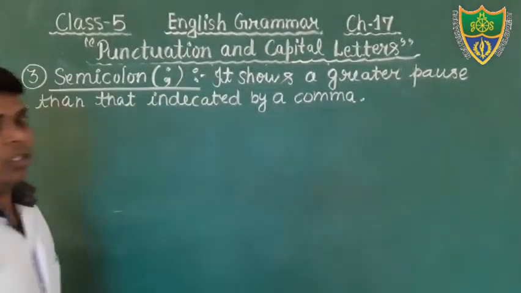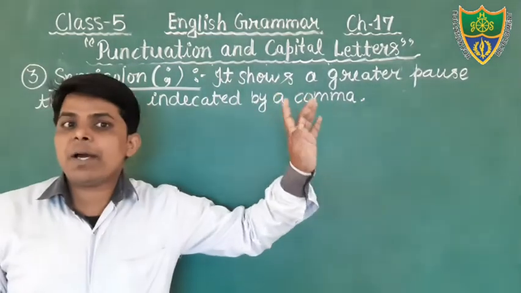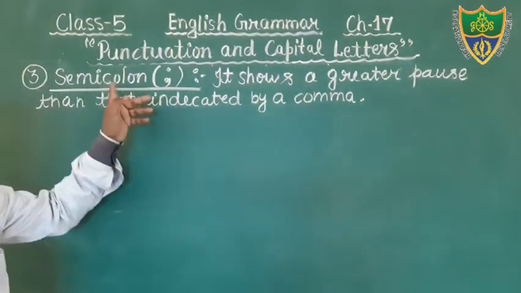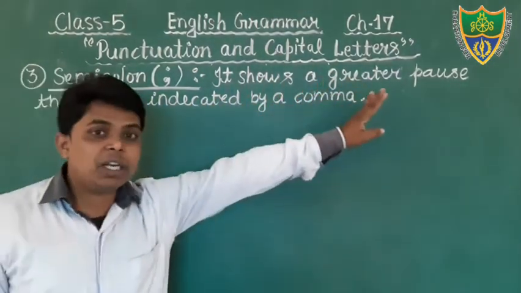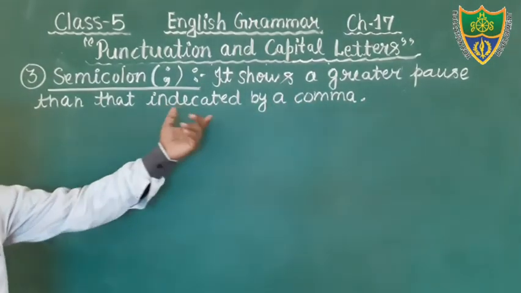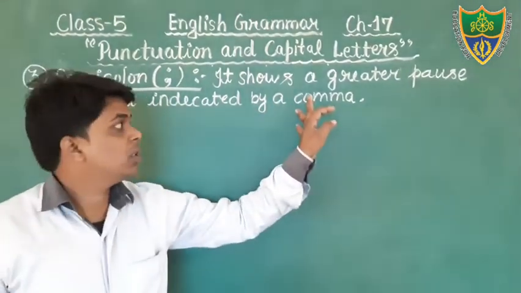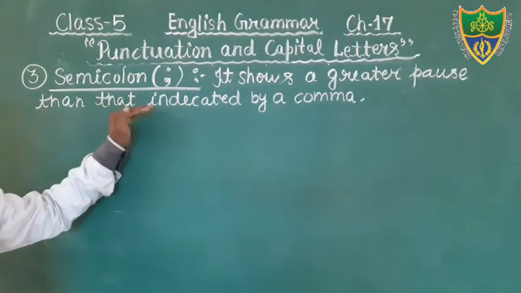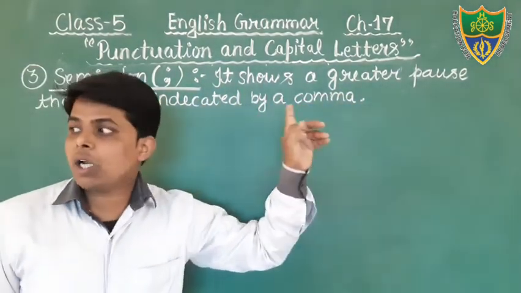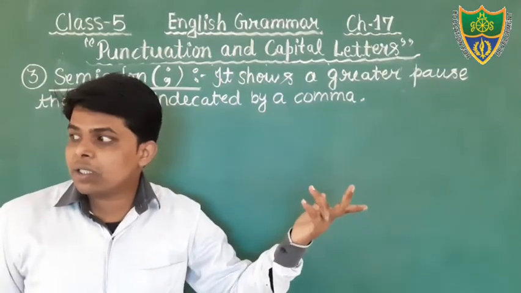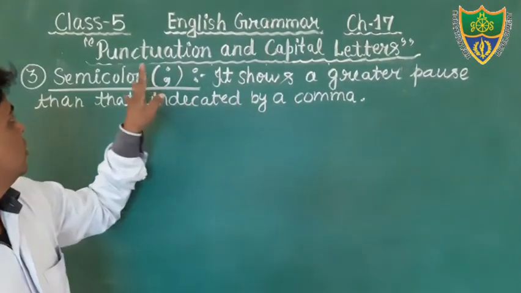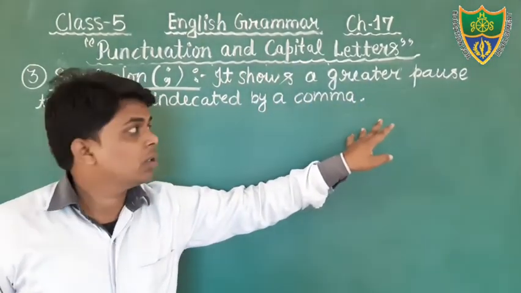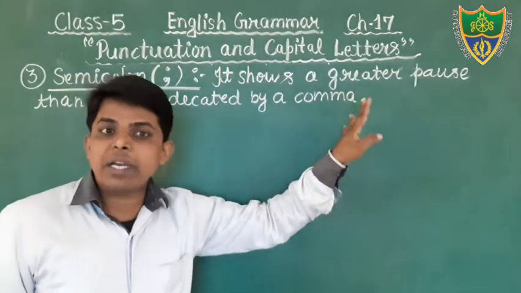Students, you all know that comma is the shortest pause, full stop is the longest pause, and semicolon shows a greater pause than whom? Than comma. It shows a greater pause than that indicated by a comma. Comma indicates the shortest pause, but semicolon indicates a greater pause than comma.